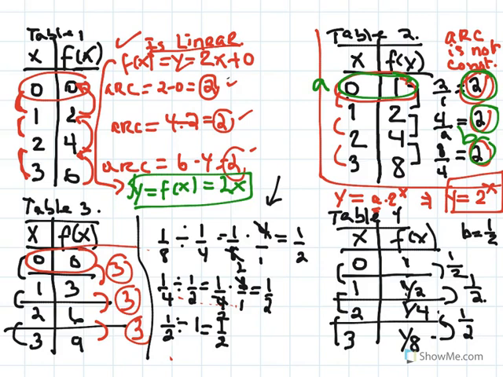Remember that the equation is y equals a times b to the x. So the equation would be, let me write it right here, 1/2 to the x. And remember the value of a is going to be given by your y-intercept. So it's 1 times 1/2 to the x. That's the equation of the function given in table 4.